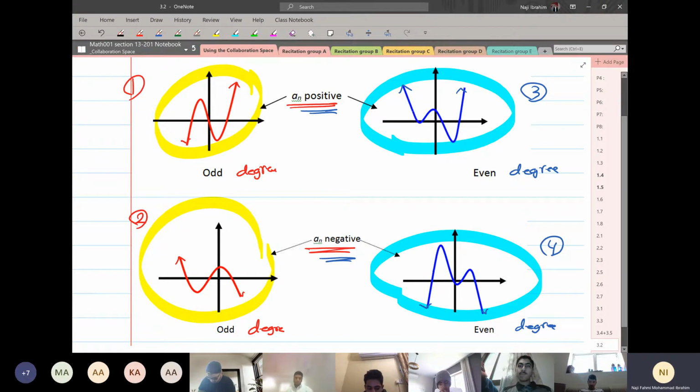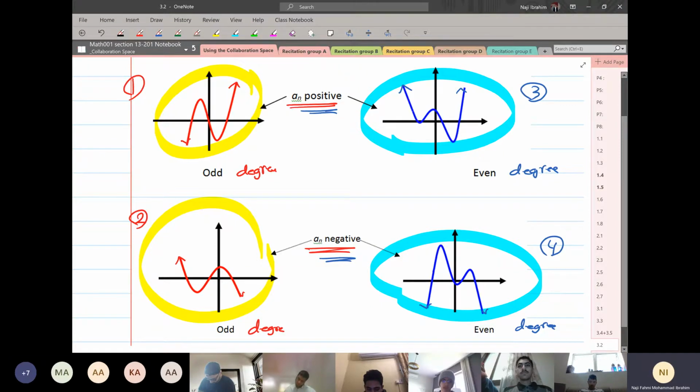If we go to the right side, in the blue curves, number 3, guys, both ends are going in the same direction or not? Yes. If yes, this means the degree of the polynomial is even. And since both ends are going up, the leading coefficient is positive.